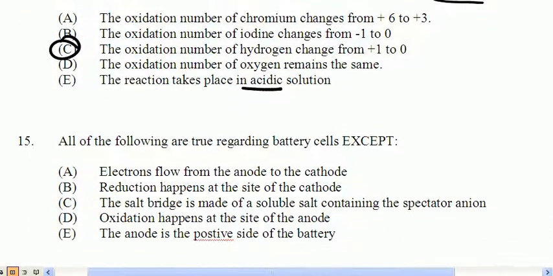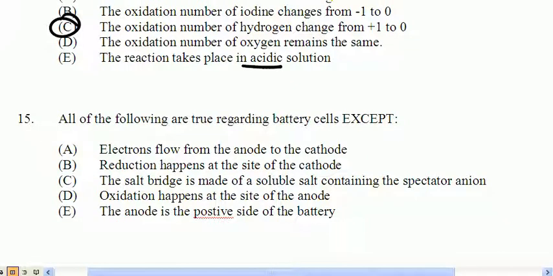We're good. All of the following are true regarding cells except the anode. The anode is the negative side.